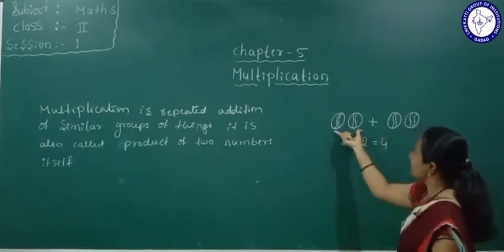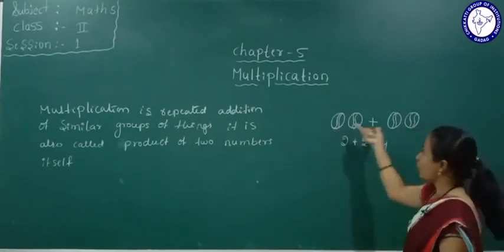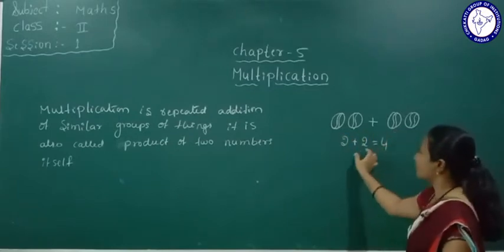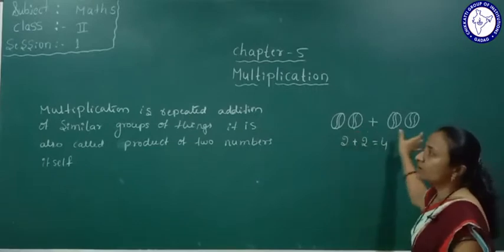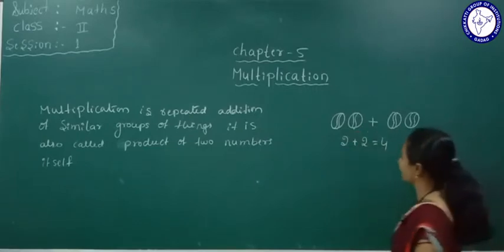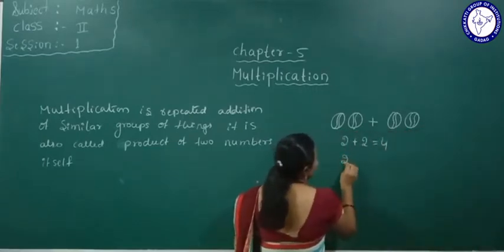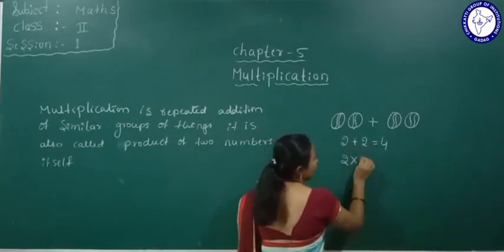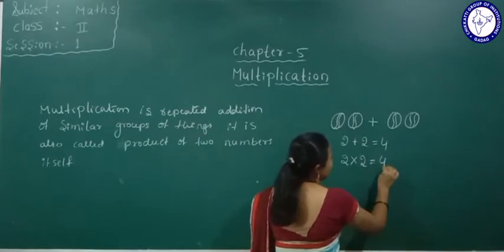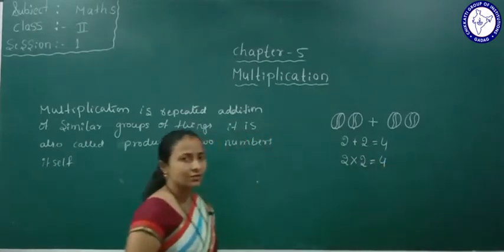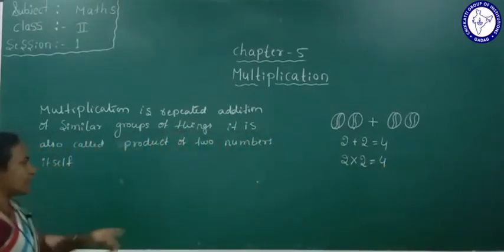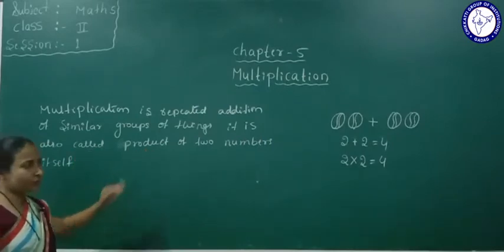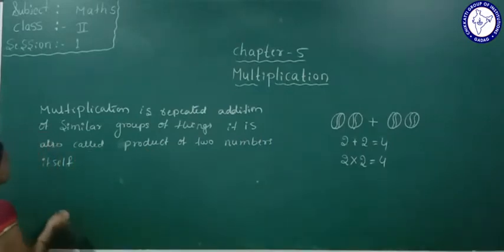Here see students, here also I took a ball, here also I took a ball. So here 2 balls, here 2 balls. So same things, a similar group of things, can be taken. So here 2, how many times is it repeated? 2 times. So we can call this 2 2s are 4. Understood this one? Okay, so that result we can call the product. Understood now students?